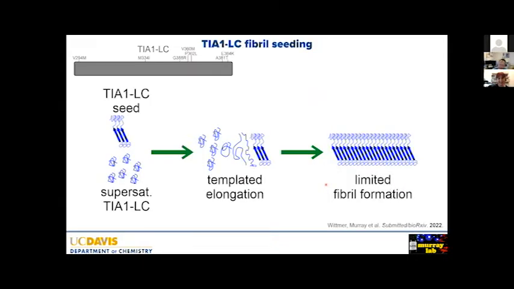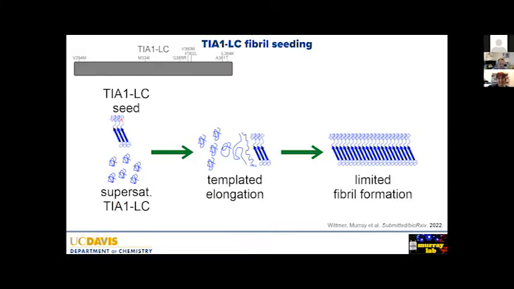So to investigate this, what we did in my lab is we produced the TIA1 low complexity domain by itself. The structure with the disease mutations is shown up here in the upper left. We were able to prepare seeds of the TIA1 protein. We did this at near neutral pH, but very low ionic strength, and we were able to produce supersaturated solutions of the TIA1 protein.